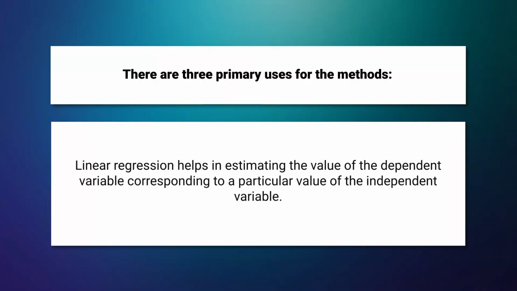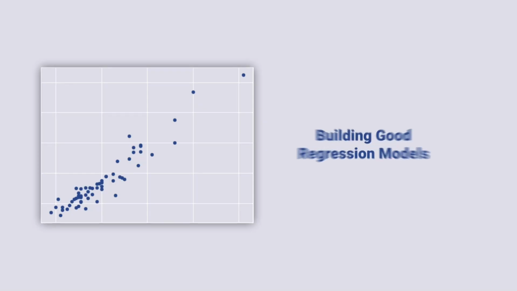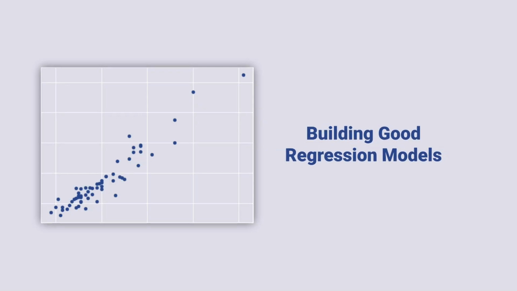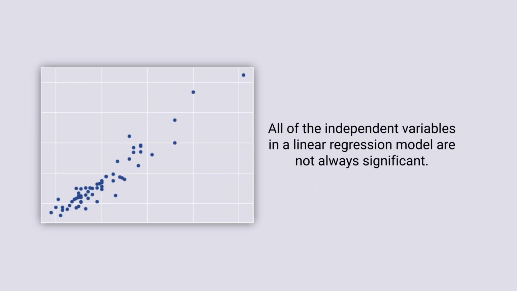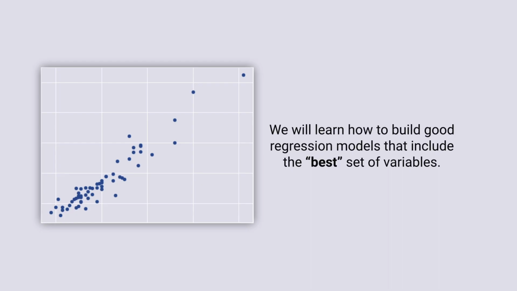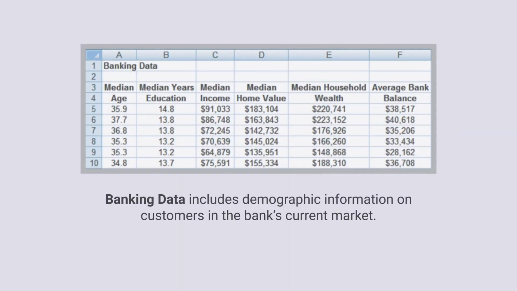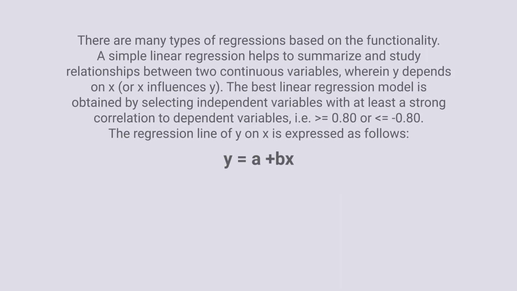So linear regression helps in estimating the value of the dependent variable corresponding to a particular value of the independent variable. Now the question is how you are going to build a good regression model. Not all of the independent variables in a linear regression model are always significant, so we will learn how to build a good regression model that includes the best set of variables, like banking data that includes demographic information on customers in the bank's current market, and we will see that.